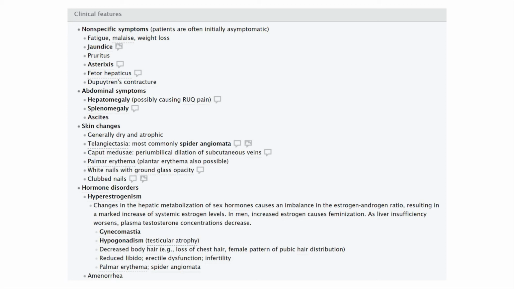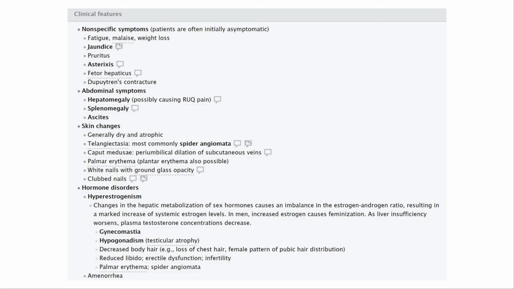Asterixis, which is the liver flap of the arms related to hepatic encephalopathy. Fetor hepaticus, which is this really bad breath that you get secondary to high ammonia. The ammonia interacts with gut, with oral bacteria and produces a foul odor, I think, something like that. Dupuytren's contracture of the hand in alcoholism. That's where if you turn your hand over and look at your palm, the medial aspect where your little finger and ring finger are, that tendon becomes shortened and fibrosed and your fingers go into a flexion contracture.